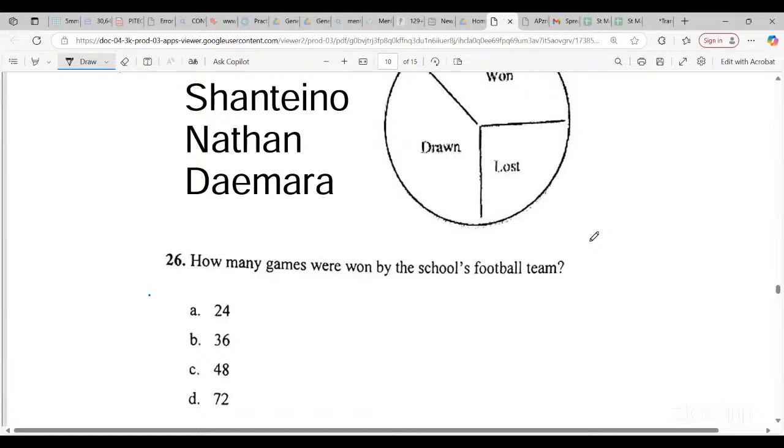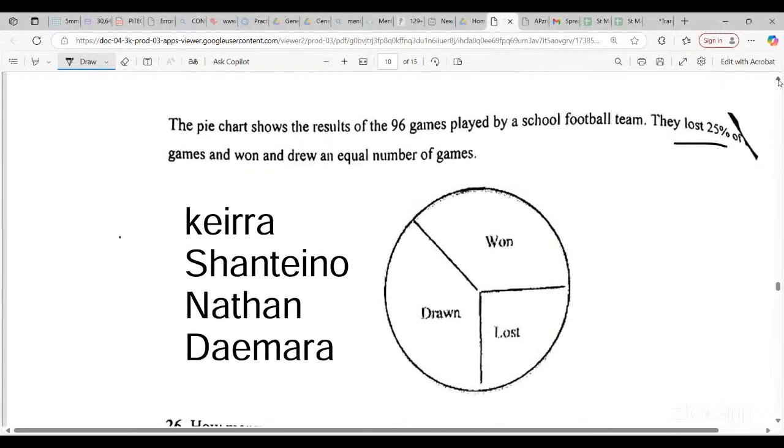You can scroll up to the information so I can write it down. You don't need to write it down. Just write the summary of it, because we're gonna take the presenters shortly. Kira, Shantino, Nathan, and something. Alright?